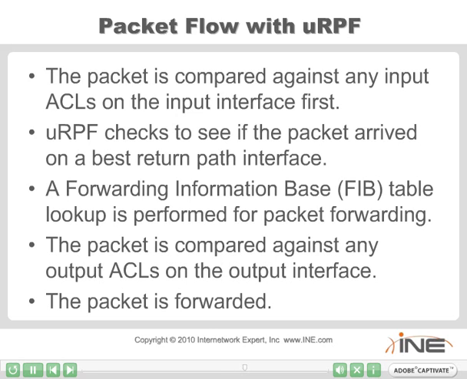uRPF checks to see: did the packet arrive on a best return path interface? Now uRPF is aware of things like load sharing. So if you have two routes, either one of those routes would be valid. It is also aware of things like EIGRP with unequal cost, where you could have multiple routes of unequal cost. If it came in on any of those valid paths, then uRPF would be okay with that path check. Now general packet processing still has the forwarding table lookup, where to send that traffic out, and then checking against outbound ACLs on that egress interface, and then forwarding the packet on.